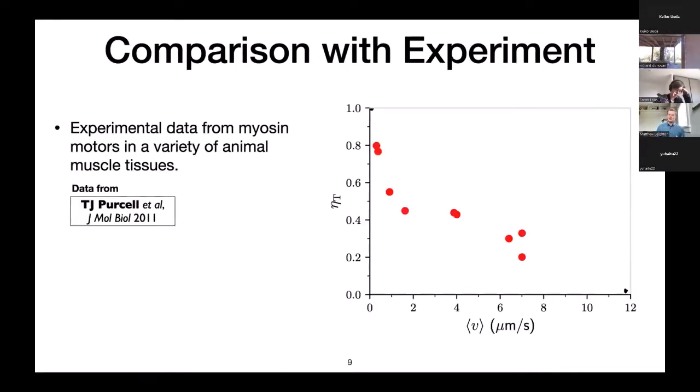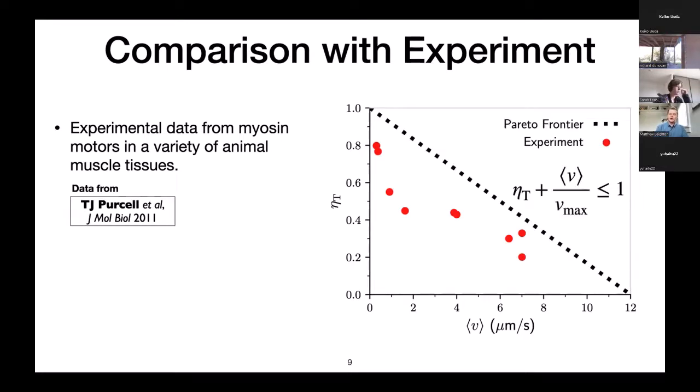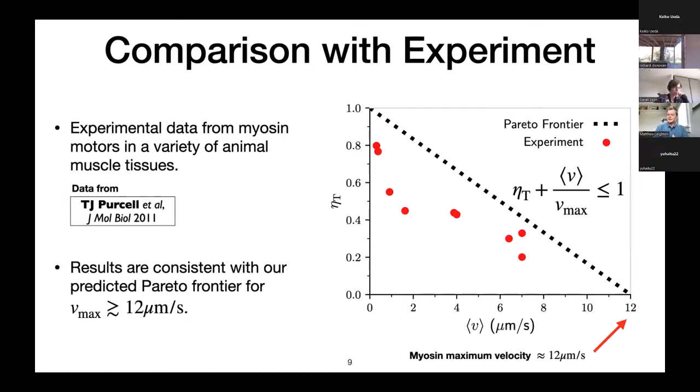And lastly, I just want to show a brief comparison with some experimental data from this paper by Purcell et al. Showing thermodynamic efficiency, so work done pulling a cargo against an external force, versus velocity for myosin motors from a variety of animal muscle tissues. And we can show that our predictions predict a similar analogous Pareto frontier to what we derived for Stokes efficiency for the thermodynamic efficiency when an external force is present. And we see that these experimental results are consistent with our Pareto frontier for a maximum myosin velocity of about 12 micrometers per second.